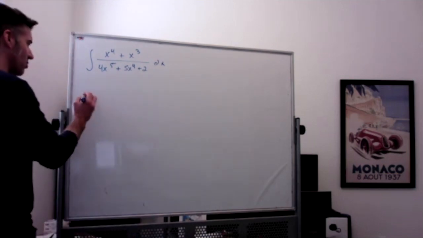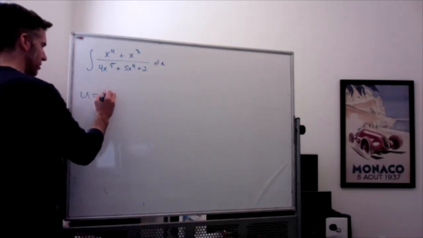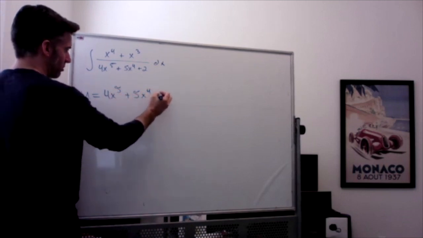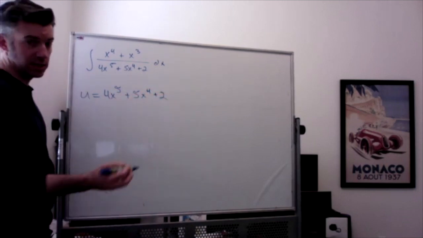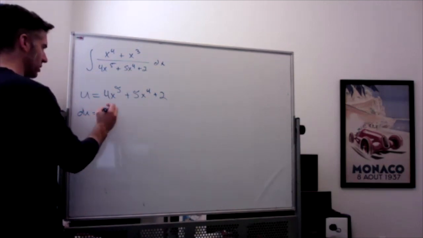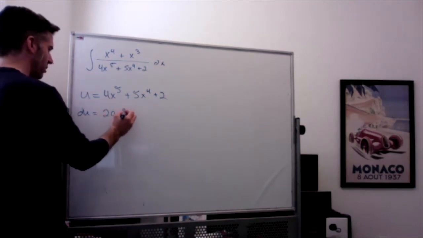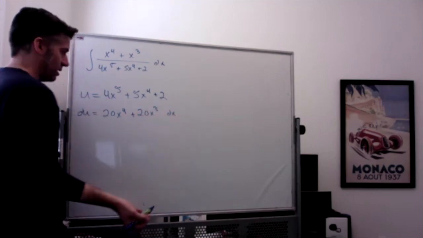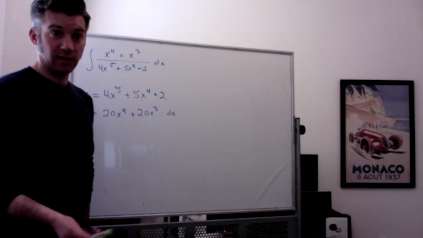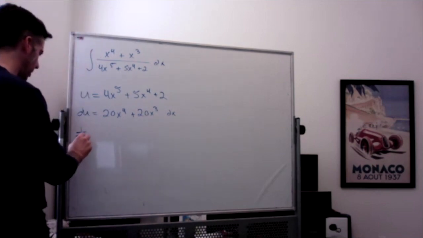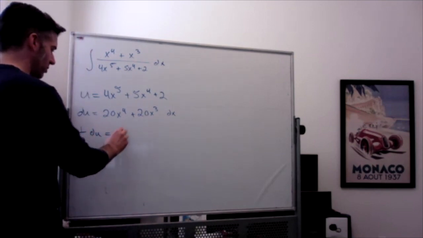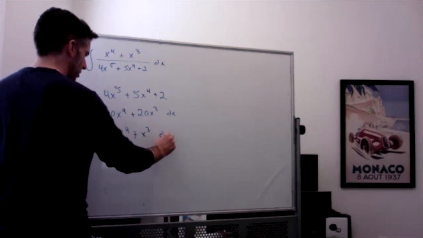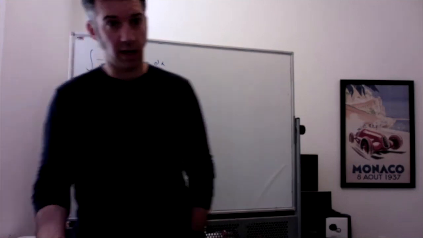So can I let u equal the only thing that makes sense, the denominator? Well, of course I can. The question is, is it going to work out? Let's see what du is. du is going to be 20x to the fourth plus 20x cubed dx. And I'm feeling good about that because I can divide both sides by 20. 1/20th du is equal to exactly my numerator, x to the fourth plus x cubed dx. So that's going to work out just fine.